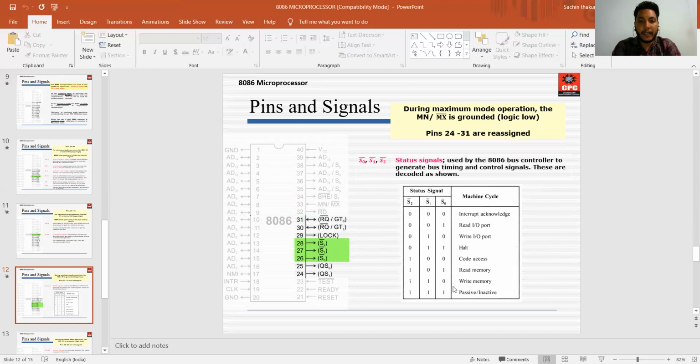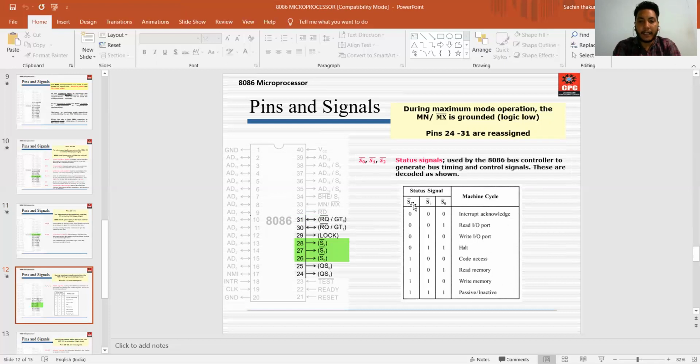Now the next is pin number 28 to 26. These pins represent the status signal. This status signal is used by the 8086 bus controller to generate bus timing and the control signals. These are decided as shown. This is your status signals S2, S1, S0.